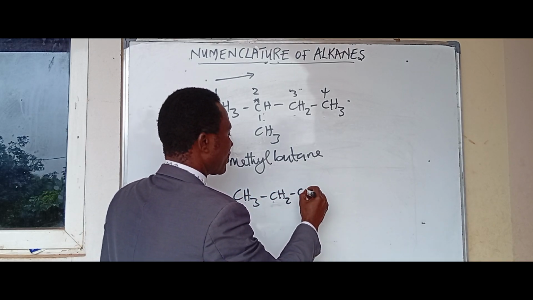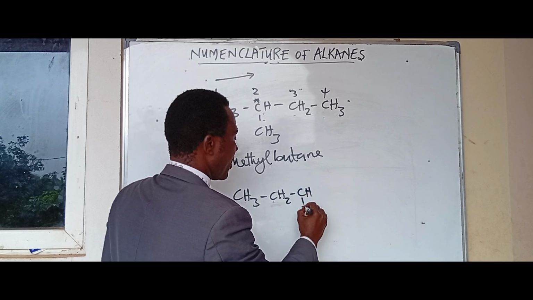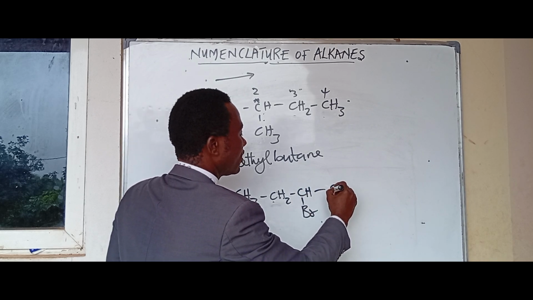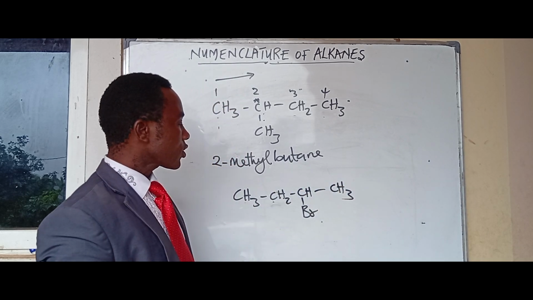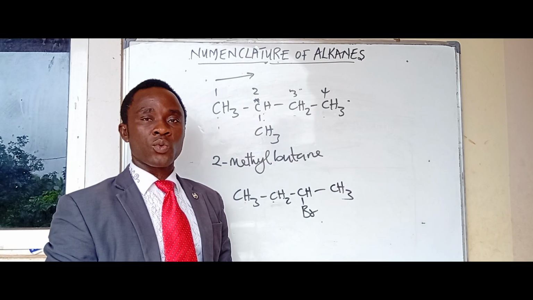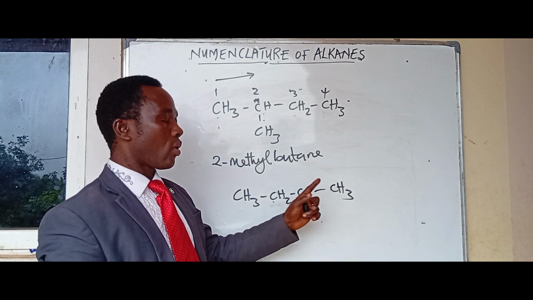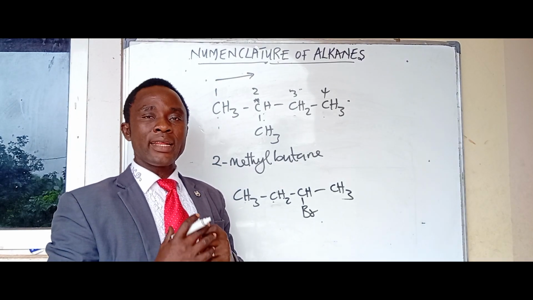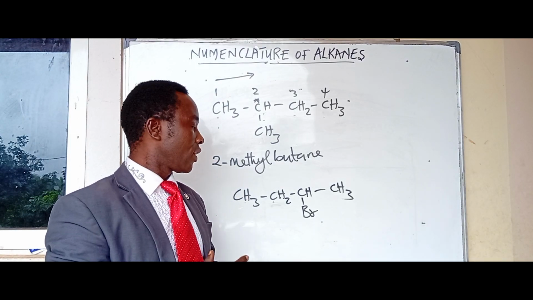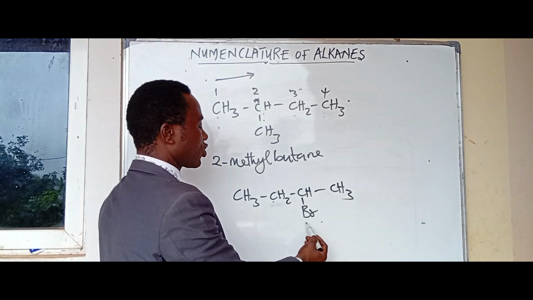The same thing if we have CH3, CH2, CHBr, then you have CH3. Now you identify the longest unbroken carbon chain. This is 1, 2, 3, 4. Then number 2, identify whether there is a substituent. Yes, there is a substituent which is bromine, that is bromo.